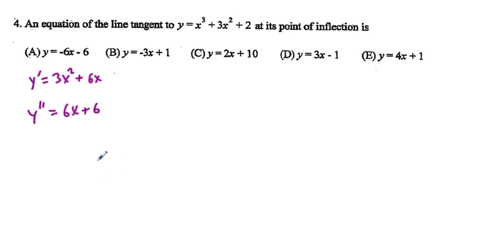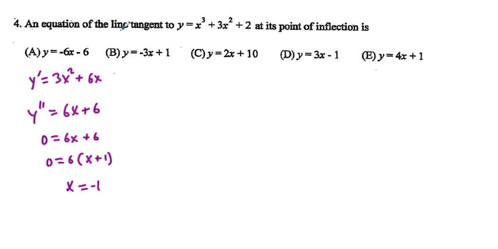Now, to find the point of inflection, we're going to need to set 6x plus 6 equal to 0. So 0 equals 6x plus 6. And so solving for x, we're going to have 0 equals 6 times quantity x plus 1. So x equals -1 is our possible point of inflection. It's really the only possibility we have.